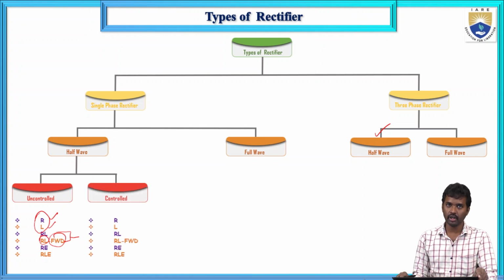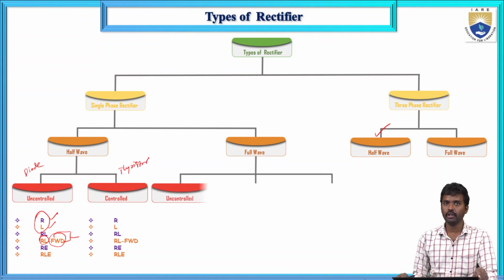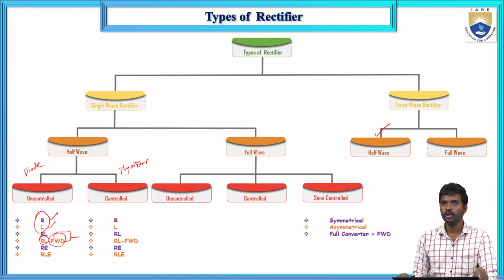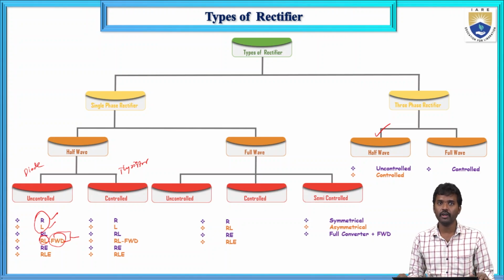The same fashion applies for controlled rectifiers. In the uncontrolled rectifiers we use only diodes, while in the controlled ones we use thyristors. Then in the full wave rectifiers we have controlled, uncontrolled and semi-controlled rectifiers. These are the different types of loads, and these are the classification of rectifiers.